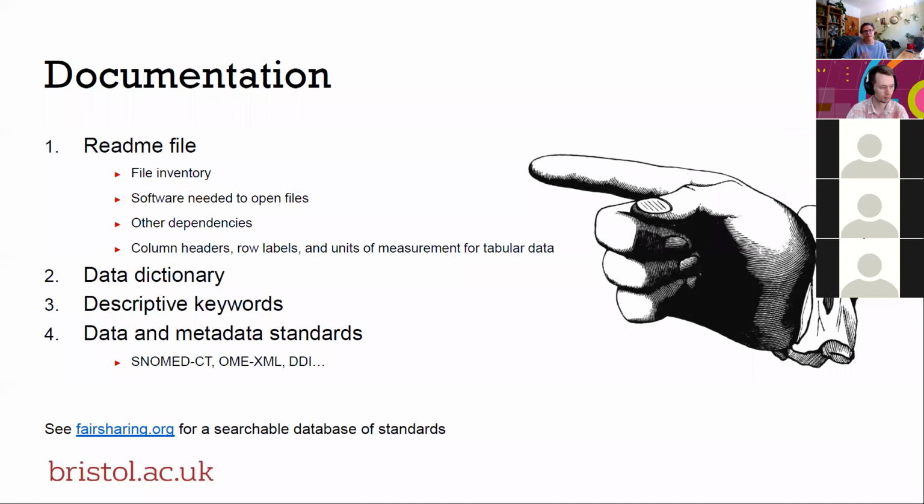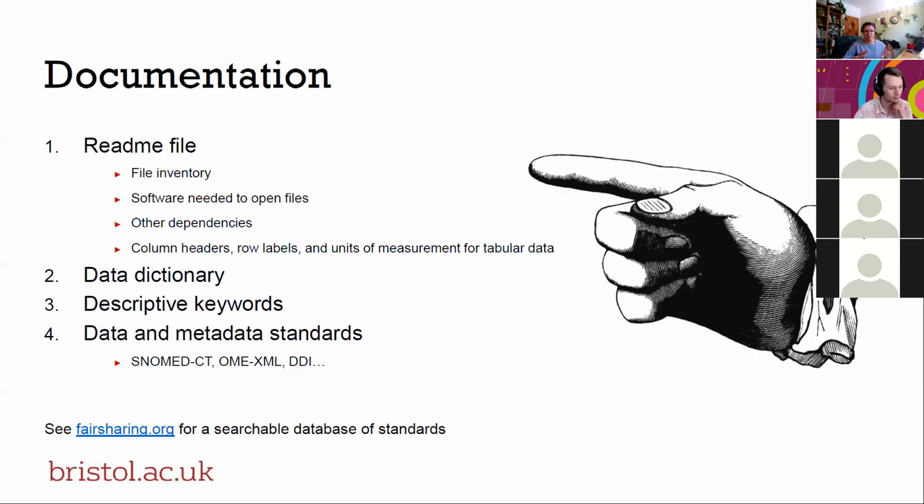Okay, so again, just briefly, most repositories will want you to submit a README file at the very least. So this is things like a list of what's in the data set, what dependencies, what software requirements there are to make use of it. But some repositories, for example the UK Data Service, will require something a bit more in-depth. So say a data dictionary, and they might require you to use certain data or metadata standards.